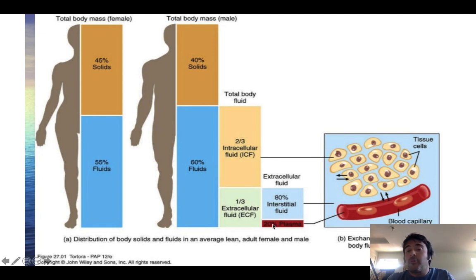So at any given point in time, we have about 3 liters of blood plasma, and we have about 12 liters of interstitial fluid. A lot of people find that counterintuitive, but we have way more interstitial fluid than we have blood plasma. So this is the breakdown of body fluids and why we talk about things in generalities like ECF and ICF, particularly when we're talking about IV science.